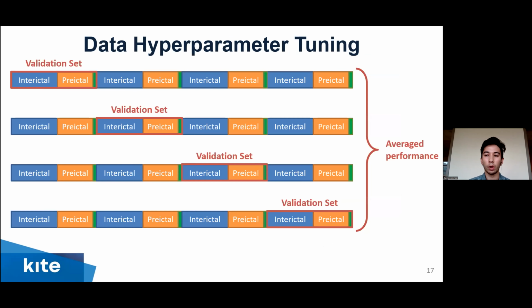So what I've done is I've run experiments to evaluate the performance of my architecture across changes in data hyperparameters. I'm looking at changes in both the window size and the preictal period length. I'm looking at window sizes of 5, 10, 15, 30, and 60 seconds, and preictal period lengths of half an hour, 1 hour, and 2 hours.